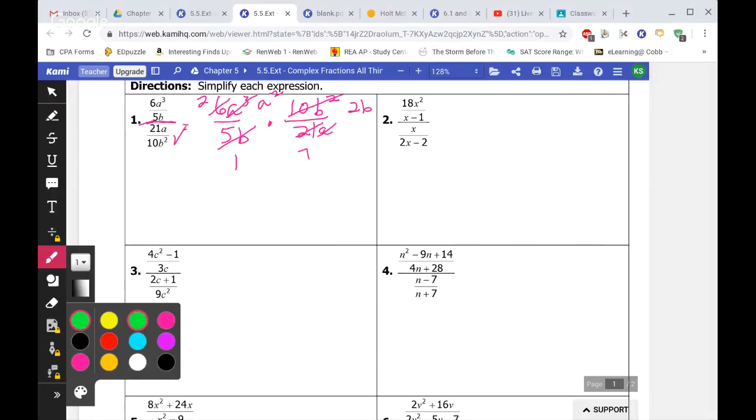So now I have a 2, an a squared, and a 2b. So that's going to give me 4a squared b all over a 7 is left on the bottom. So 2 times a squared times 2b gives me 4a squared b over 7.